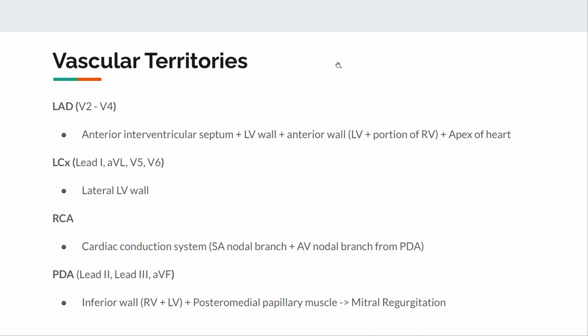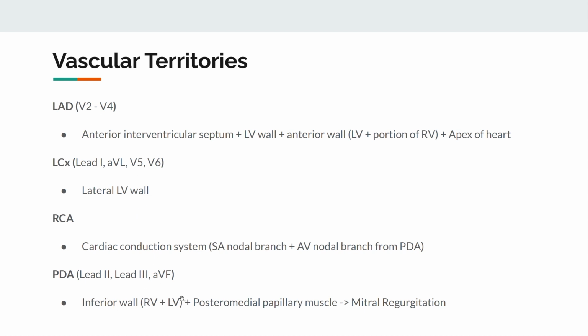The territories to be aware of, so LAD, the sort of anterior portion of the heart, the circumflex, the lateral part of the heart, the right side cardiac conduction and the sort of right wall of the heart, and then the PDA doing the inferior wall.